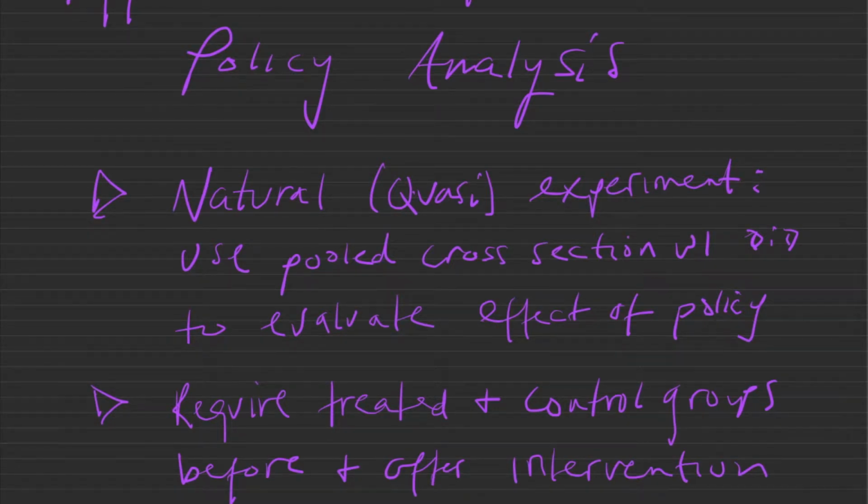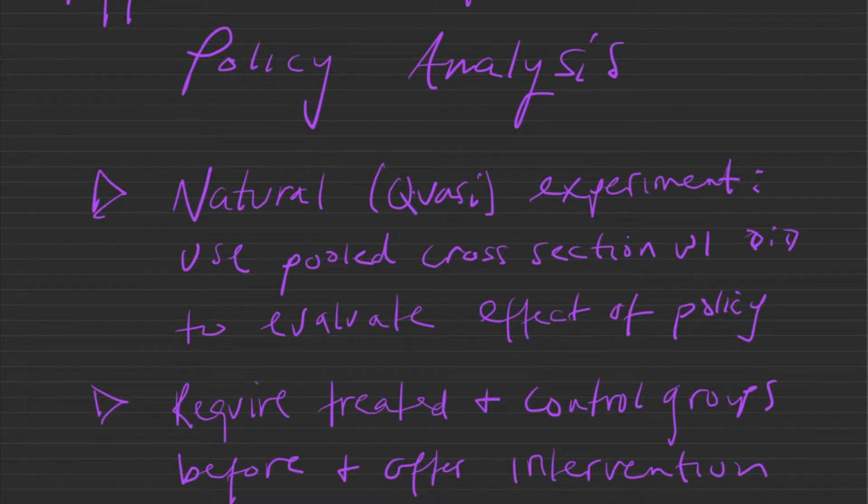Let's talk about difference in difference for policy analysis. In the event of a natural experiment or a quasi-experiment, we can use pooled cross-section with difference in difference to evaluate the effect of a policy. A natural experiment is when some exogenous event, such as a change in government policy, changes the environment in which individuals, family, firms, cities, etc.